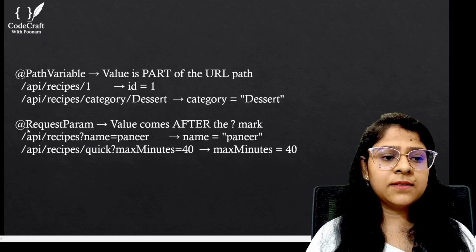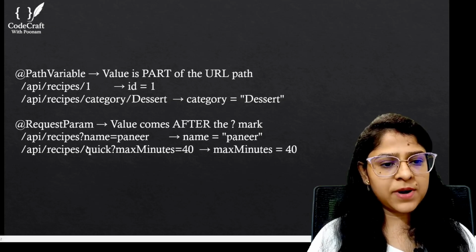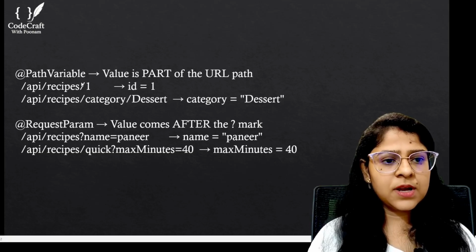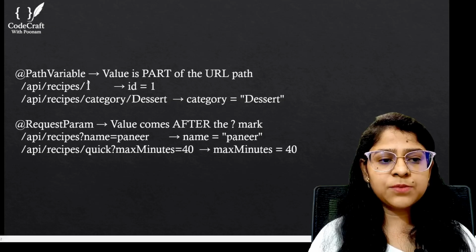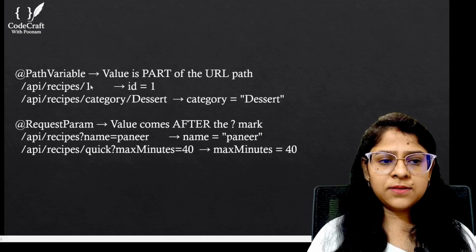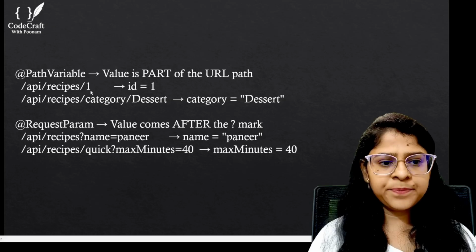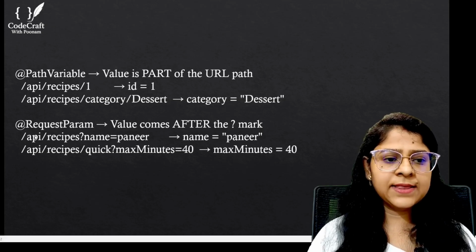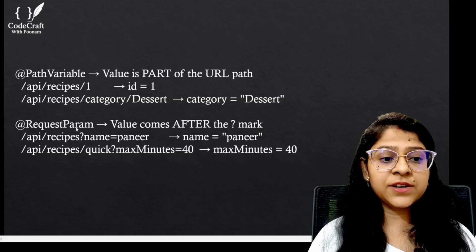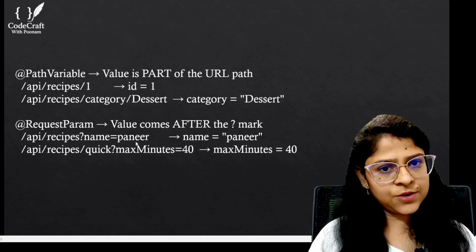But in @RequestParam, the value comes after the question mark, you can see this one question mark. But in @PathVariable, we provide the value directly after the slash. And in @RequestParam, we need to provide the key and value.